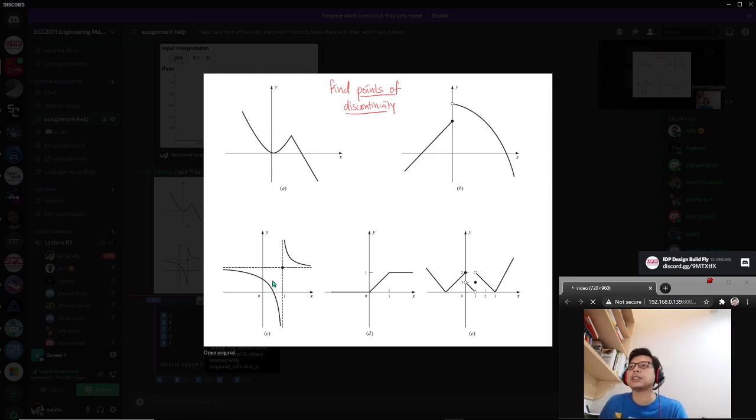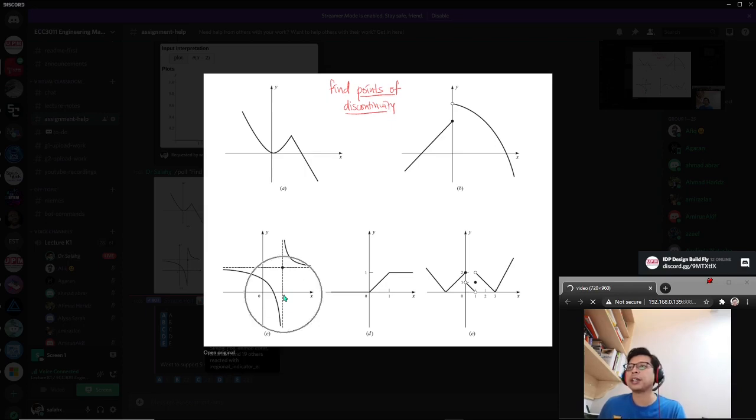C, is it discontinuous? Yes, it is not continuous, because at point 1 here, there's a gap. If a vertical asymptote or horizontal asymptote exists, that means it's not continuous. The point of discontinuity here is at x equals 1, because that is where the function from the left hand side is approaching minus infinity, and from the right hand side it approaches plus infinity. We can also say that the limit of this function does not exist when x approaches 1.